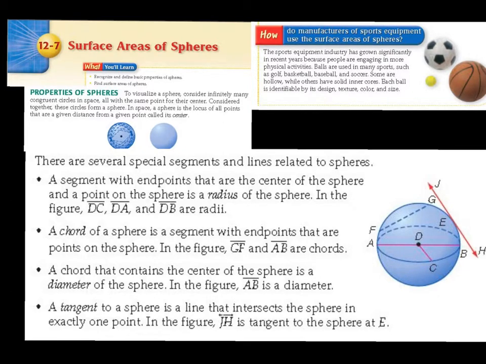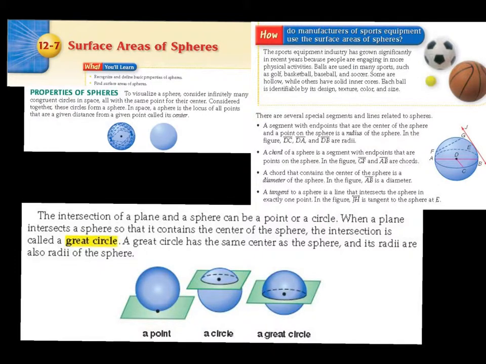A tangent to a sphere is a line that intersects the sphere in exactly one point. In the figure, line GH is a tangent to the sphere at point E. The intersection of a plane and a sphere can be a point or a circle.